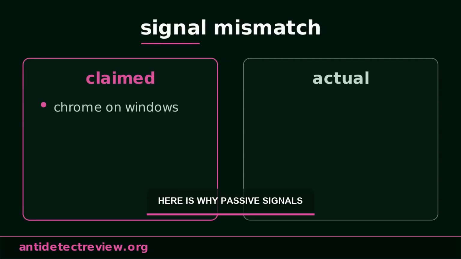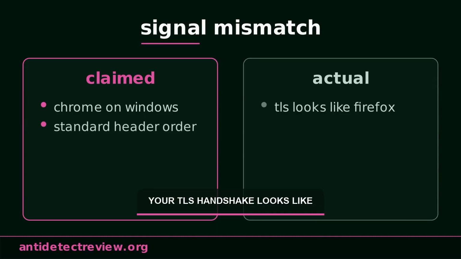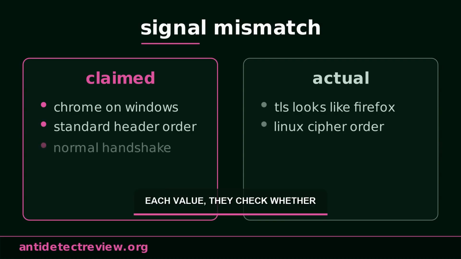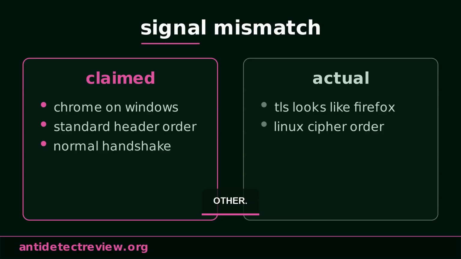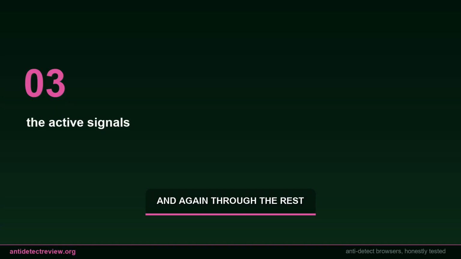Here is why passive signals matter so much. You do not choose them, and you cannot easily fake them without breaking something. If your user agent claims to be Chrome on Windows but your TLS handshake looks like Firefox on Linux, that mismatch is itself a signal, and a loud one. Sites do not just read each value, they check whether the values agree with each other. That idea, consistency between signals, is the whole ballgame, and it comes back again and again through the rest of this video.